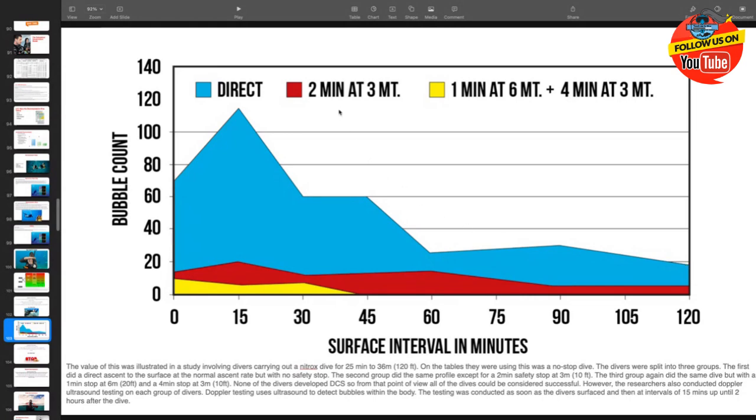Group number 2 did a 2-minute safety stop at 10 feet. We can see dramatically fewer bubbles in their stream. At about 15 minutes, there were almost 20,000 bubbles per cubic liter in the count, and they decreased gradually from there to the point where at 2 hours they were at about 7,000 bubbles per cubic liter. Now let's look at group number 3. Group number 3 did a 1-minute safety stop at 20 feet and a 4-minute safety stop at 10 feet. When they came out of the water at the 15-minute mark, they actually had fewer bubbles, about 8,000 bubbles per cubic liter.